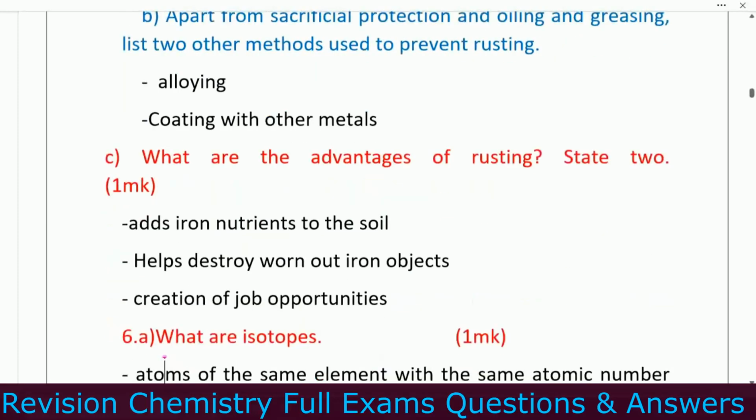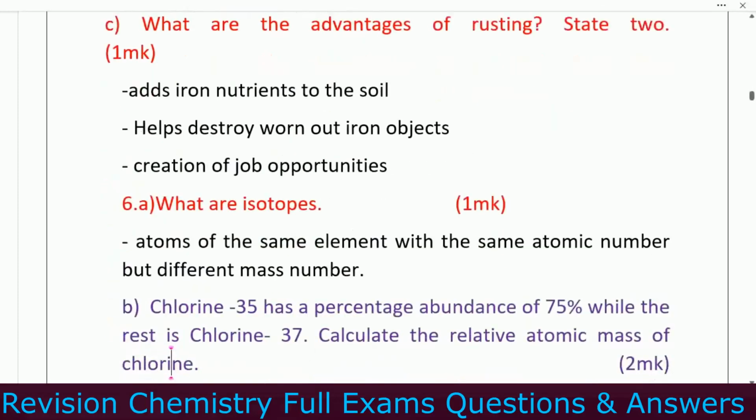We go to the next question. You're told, what are the advantages of rusting? Advantages of rusting. Number 1, adding iron nutrient to the soil. Number 2, helps destroy worn out iron objects. Next, creation of job opportunities.